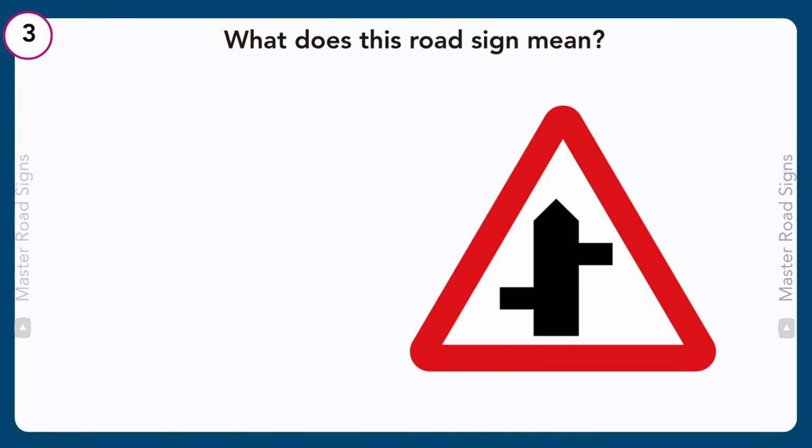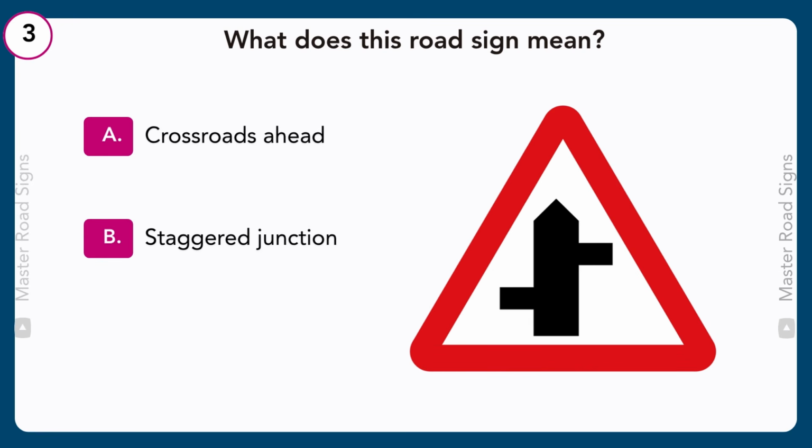What does this road sign mean? Option A, crossroads ahead. Option B, staggered junction. Option C, side road left.